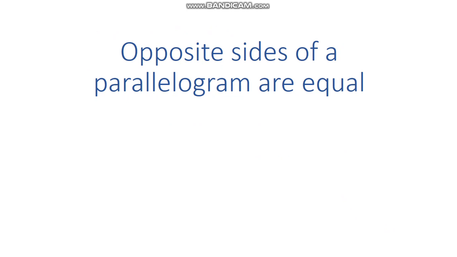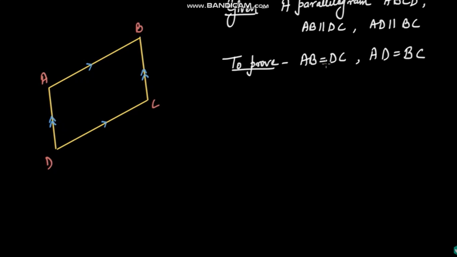You have already proved that the diagonal divides the parallelogram into two congruent triangles. So what can you say about the corresponding parts? The corresponding sides are equal. Suppose it is a parallelogram. In this case, AB is equal to DC and AD is equal to BC. We want to prove that these corresponding sides, the opposite sides, are equal.